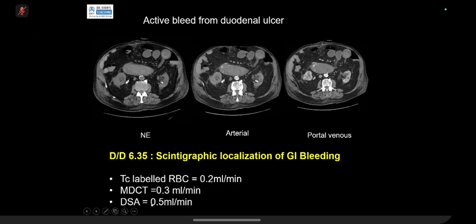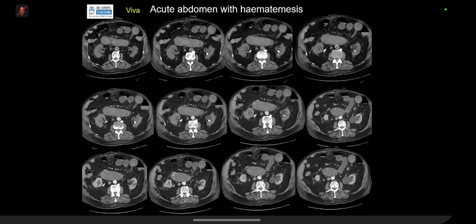DSA, a digital subtraction angiogram, is very, what we call, invasive. So CT is the gold standard, and you can diagnose it on this.